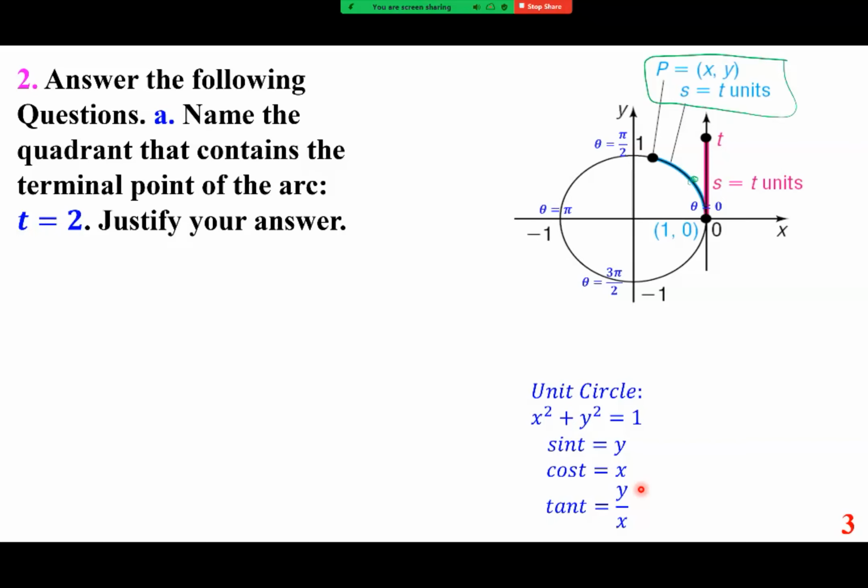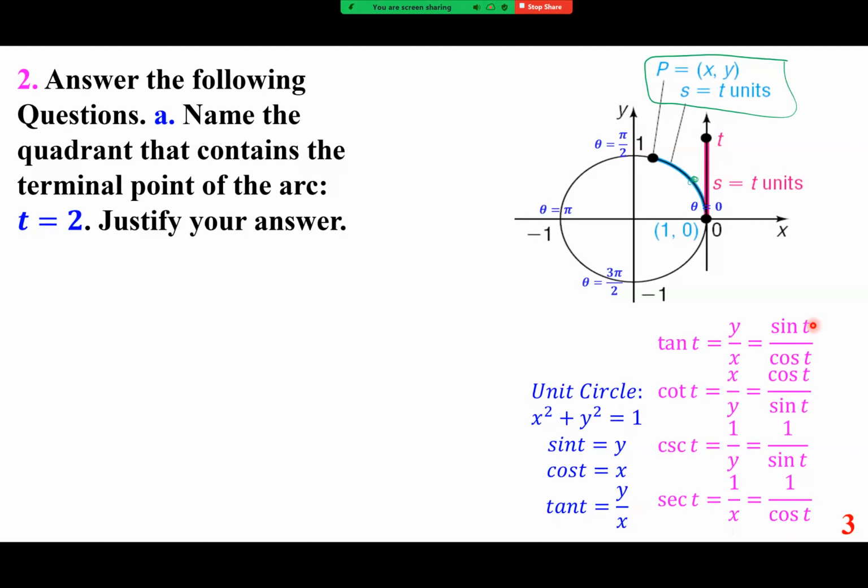So let's write all of those formulas. Tangent is y over x or sine over cosine. Cotangent is x over y or cosine over sine. Cosecant is 1 over y or 1 over sine theta. Secant is 1 over x or 1 over cosine theta. As long as we have sine and cosine, pretty much we can figure out the rest of it.